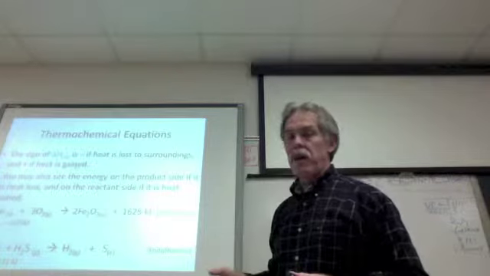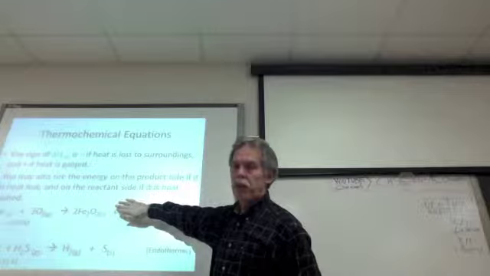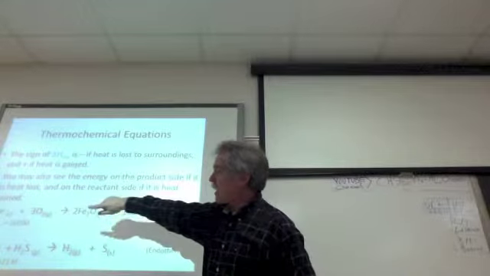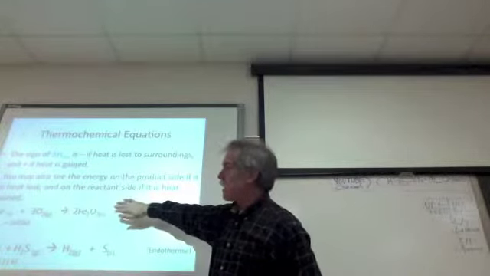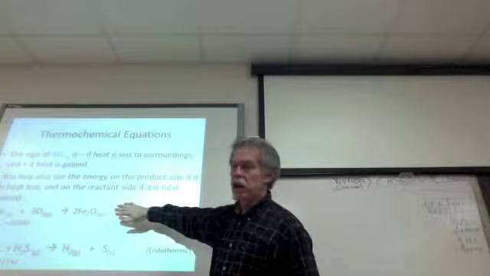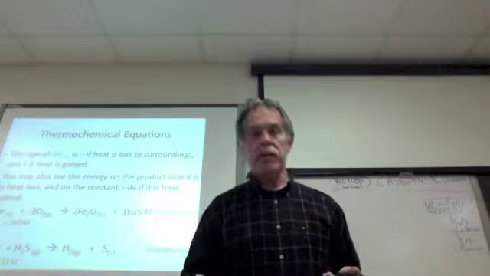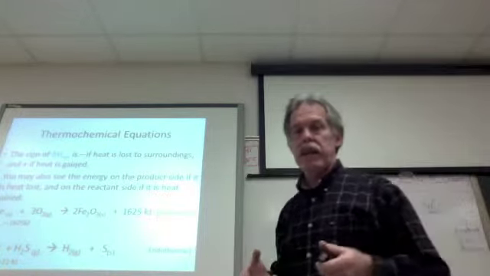There's another way we could state that. If I don't give you the 1625 as part of the reaction, but it tells you the heat of reaction is negative 1625 kilojoules, over underneath the equation on the left, then that also means it's exothermic. A negative delta H is exo.